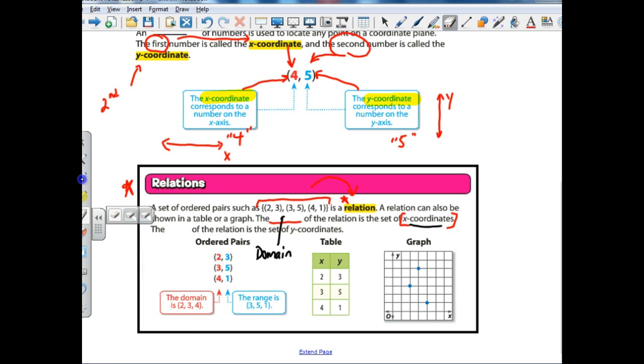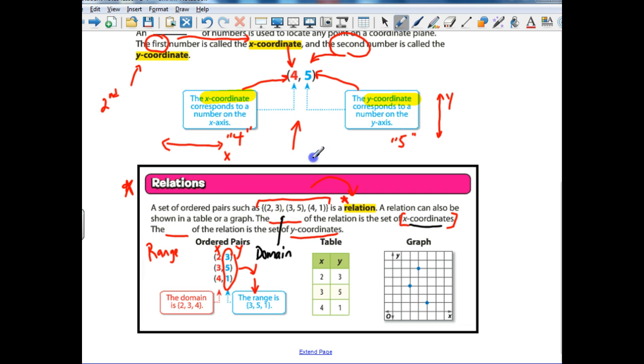The next word here, the blank of the relation is a set of y. That is range. Okay, range is the y coordinates right here. Look right there. The range in this example, 3, 5, 1, those are all the y values, right? Because it was x, y, that's what we learned up there. The first number is x, second number is y. So we call the range 3, 5, and 1.